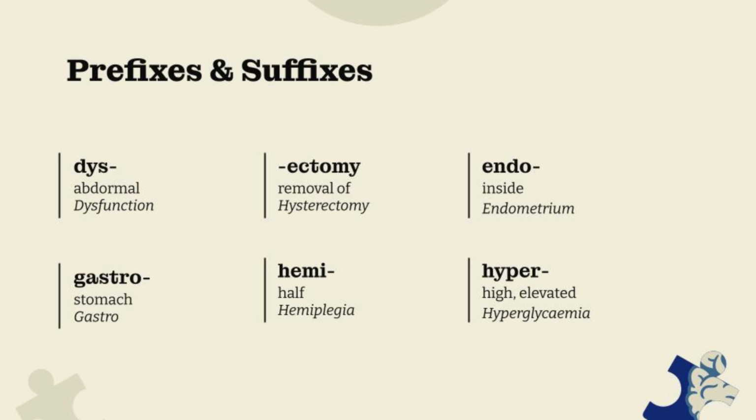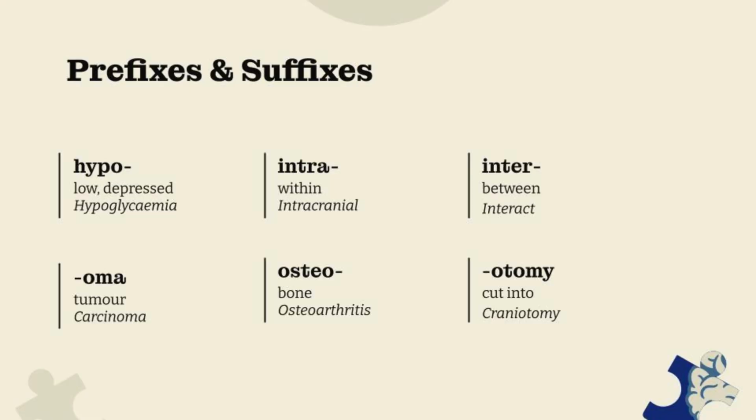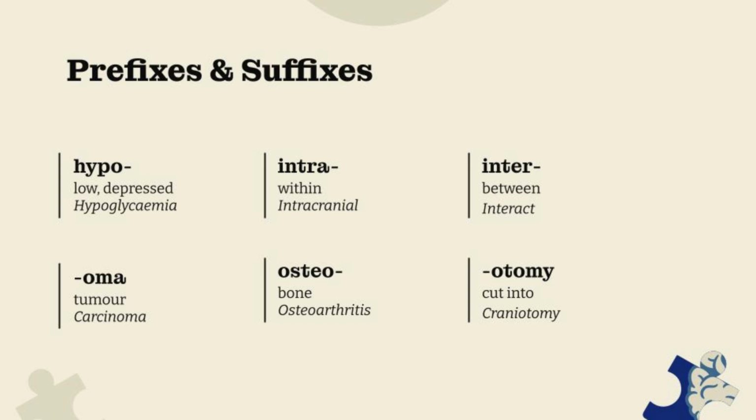Hemi or heme is half. For example, hemiplegia, which is paralysis of one side of the body. Hyper is high or elevated. For example, hyperglycemia is high blood sugar. You can also think of hyperactivity. That's high activity, right? So more elevated, hyper. As opposed to hypo, which is low, depressed. For example, hypoglycemia, which is low blood sugar. So it's important to know the difference between hyper and hypo.